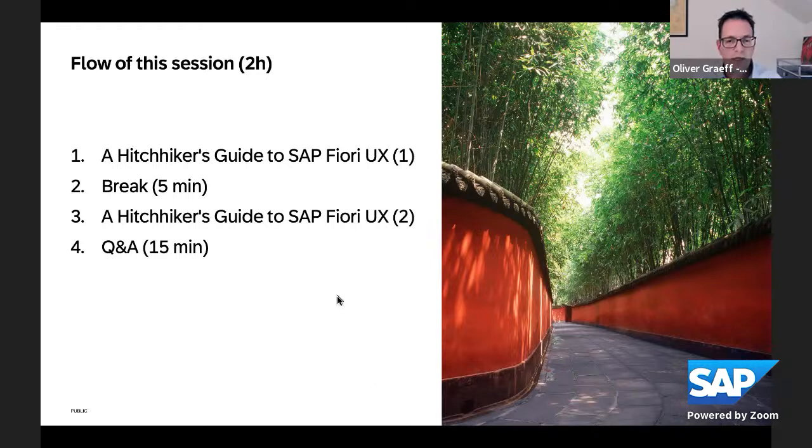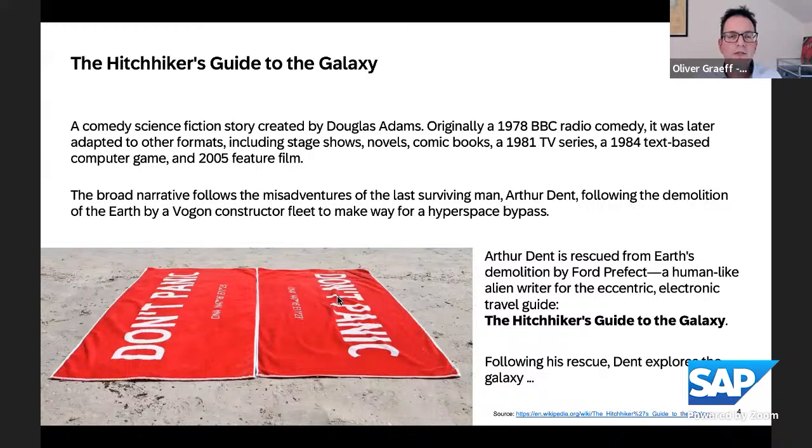Okay, so let's get started. Why is this called a Hitchhiker's Guide? You might be familiar with it, if not, I'm just summarizing. The Hitchhiker's Guide to the Galaxy is a story by Douglas Adams. Originally, this was a BBC radio comedy series. It was also turned into a book and various other formats. And the story is about Arthur Dent, who is the last surviving man on Earth, because Earth is going to be demolished by aliens for a hyperspace bypass.